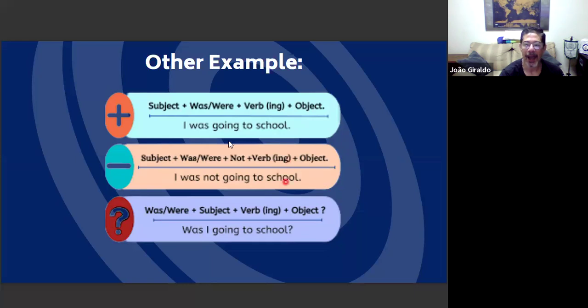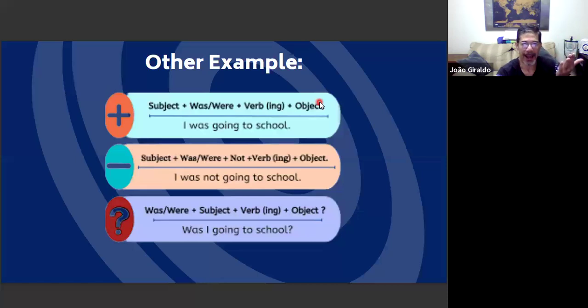Another sentence: I was going to school. All right, so your subject is I, so you are going to use the corresponding verb to be, singular. So I was. Your verb of action is the verb to go, so I was going. And the object, the complement of your sentence: I was going to school.